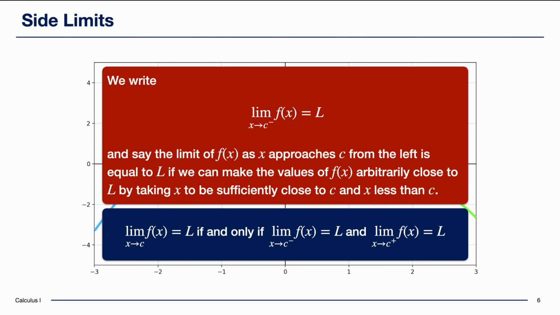We also can say the following. The limit of f of x as x approaches c is equal to L if and only if the limit of f of x as x approaches c from the left is equal to L, and the limit of f of x as x approaches c from the right is also equal to L. So the left-hand and right-hand limits must be the same number for the overall limit to equal L.